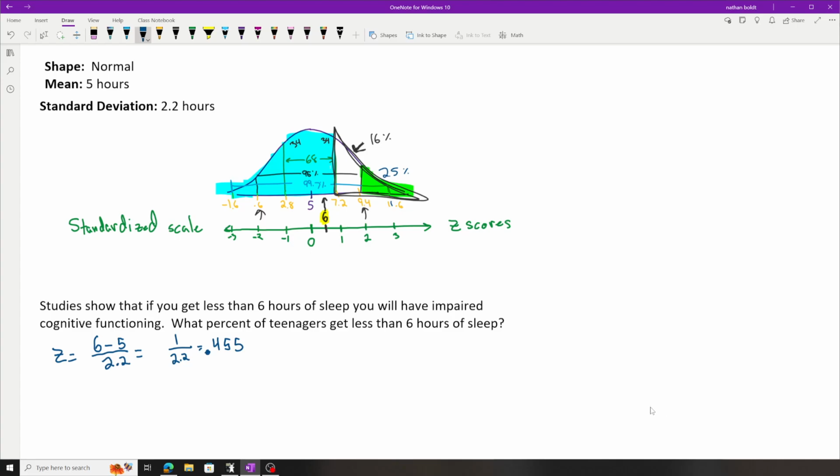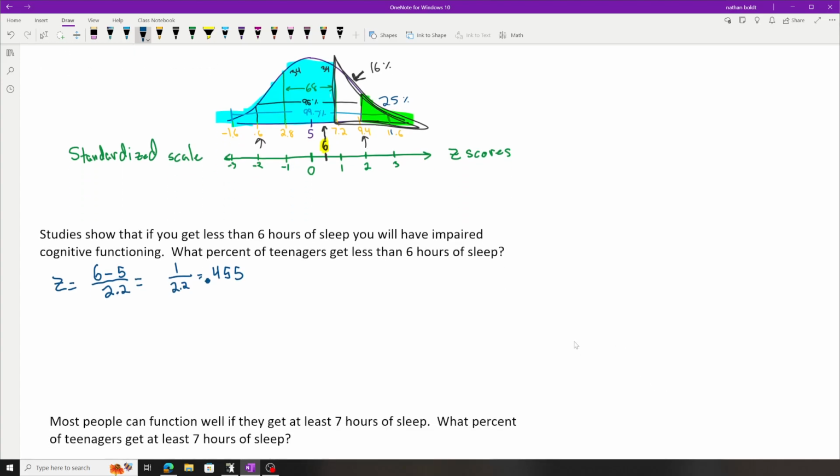All right, so let me draw a picture so you can one more time see what we're doing. We've got this normal model. 0 is in here, and we just found out that 6 hours of sleep is actually 0.45 standard deviations away. And what are the chances of getting less than that? Well, that would be this area right here, the area to the left of that. So we're going to go to our table and see what is the area to the left. How many people are less than that?